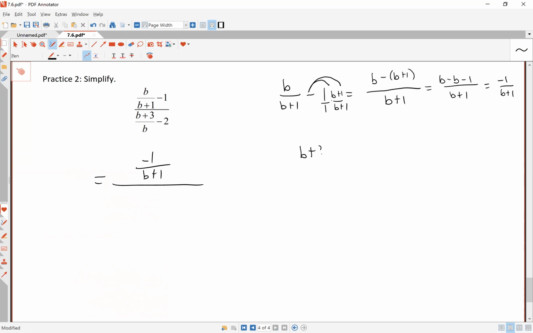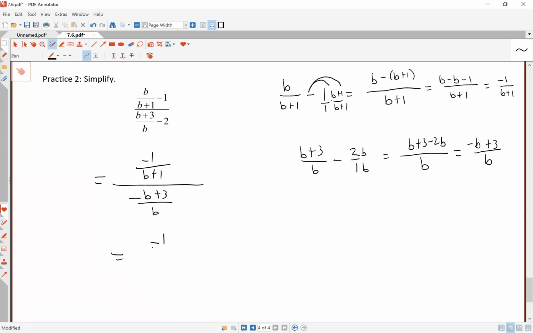My denominator is b plus 3 over b minus 2 over 1. Our common denominator there is b, so this needs a b top and bottom, 2b. So we'll have b plus 3 minus 2b, all divided by b. b minus 2b is -b plus 3, all divided by b. All right, so we have -b plus 3, all divided by b.